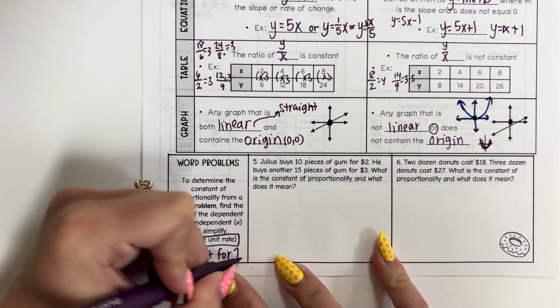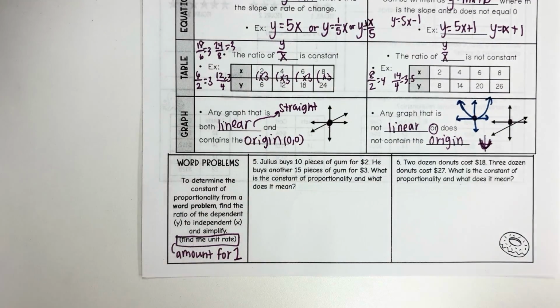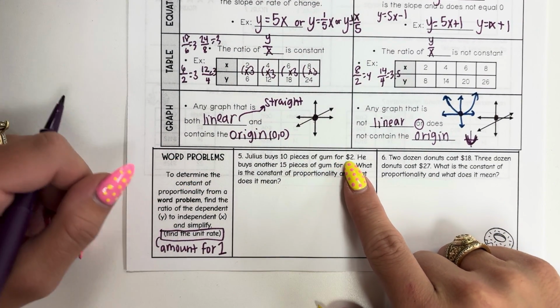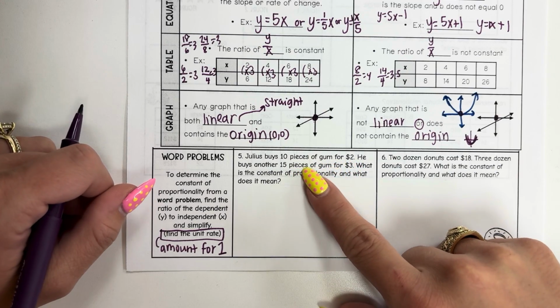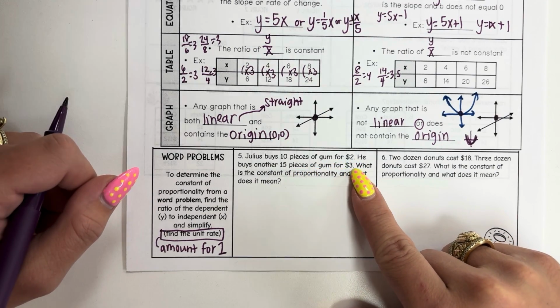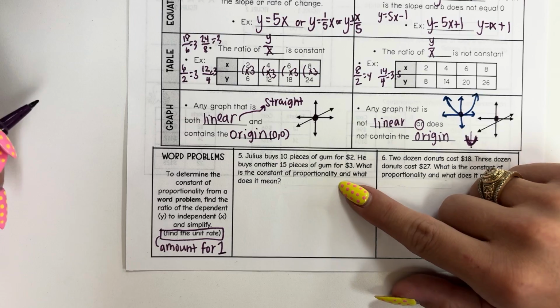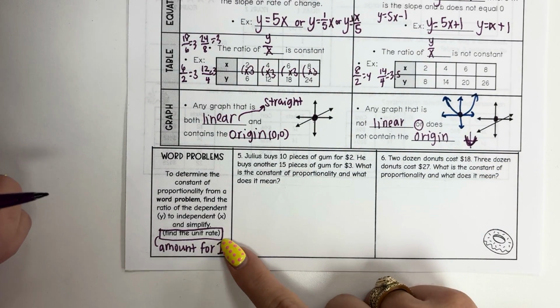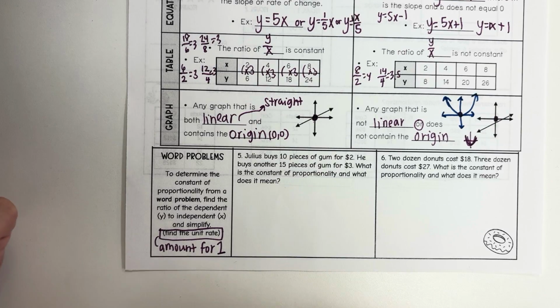Okay, so reading this problem, it says Julius buys 10 pieces of gum for $2. He buys another 15 pieces of gum for $3. What is the constant of proportionality and what does it mean? So it's just asking, what is the unit rate? What is the amount for one?